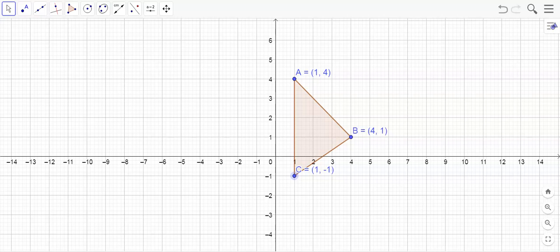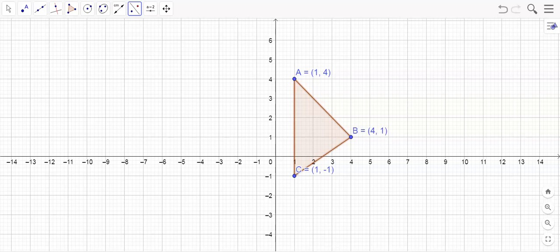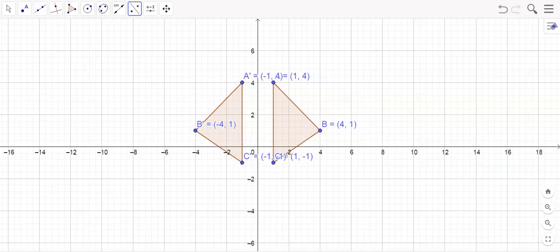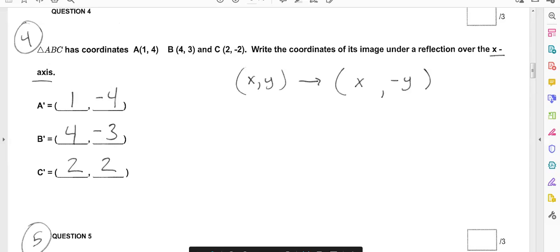So there's our triangle. And we want to reflect over the y-axis. So basically I just say, hey, I want to reflect U over the y-axis. Click on it. Bam. There's all our new points. Everything is good to go. We could move these away so we can see them a little bit better. But hopefully these are our answers. -1, 4, -4, 1. Let's just double check. -1, 4. Ooh, what happened to B there? B was supposed to be at 4, 3, and then 2, -2.